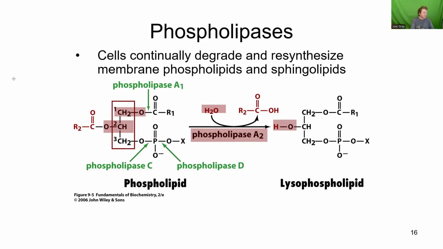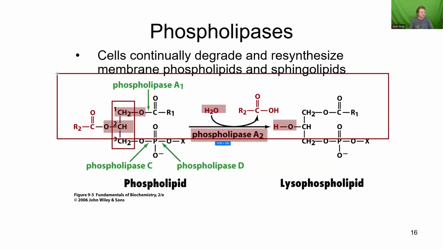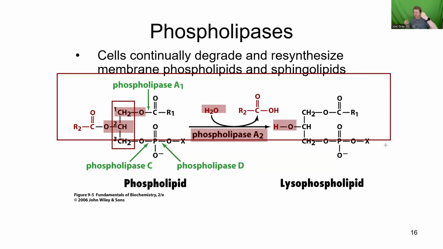Now, where it gets kind of tricky, I'm going to put a big box around the top half of this, because what that is saying is that whether we're cutting with phospholipase A1 or A2, the product is effectively going to be the same. The only difference is A1 cuts at carbon number 1, A2 cuts at carbon number 2. So that's the difference between those.